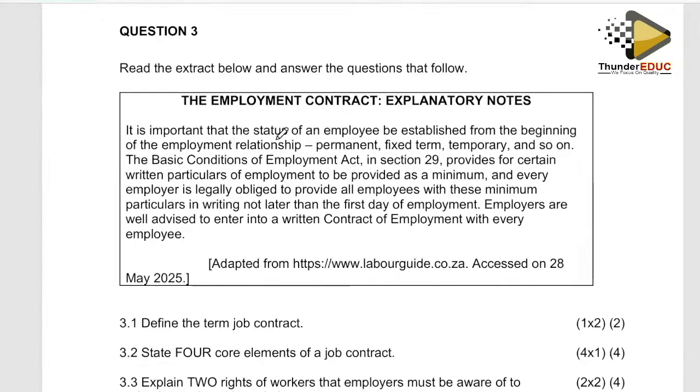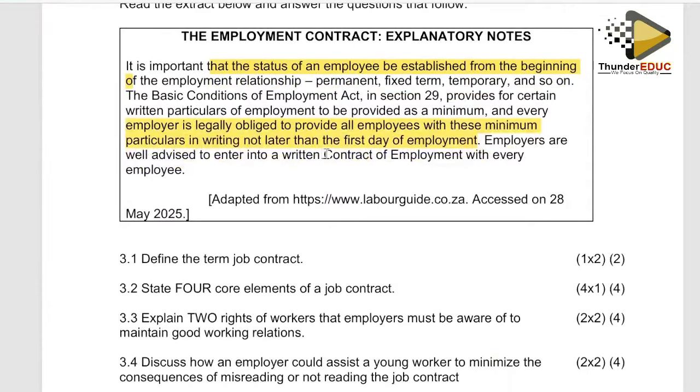It is important that the status of an employee be established at the beginning of the employment relationship: permanent, fixed term, temporary, and so on. The Basic Conditions of Employment Act in Section 29 provides for certain written particulars of employment to be provided as the minimum, and every employer is legally obliged to provide all employees with these minimum particulars. Employers are well advised to enter into a written contract of employment with every employee.